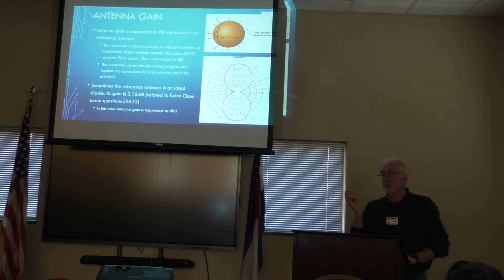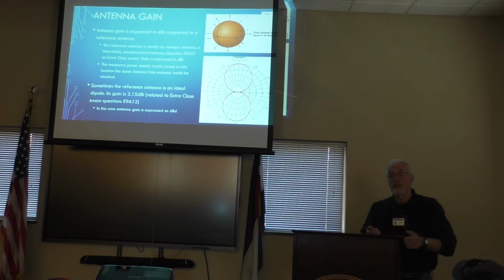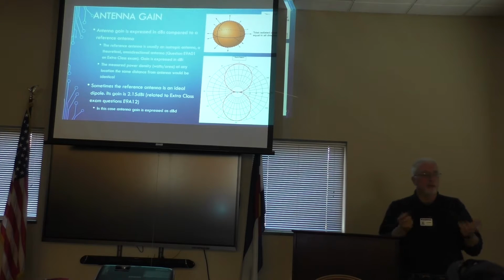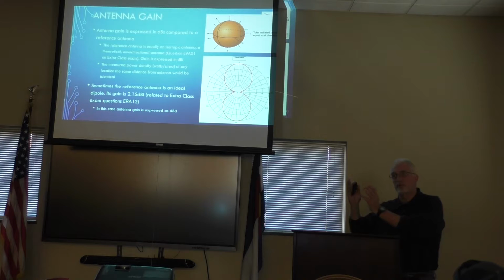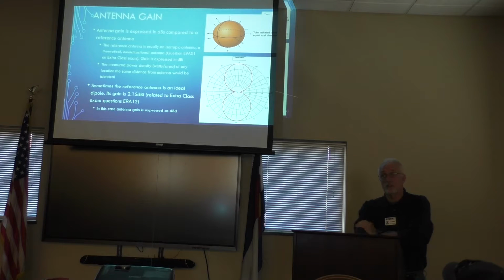Idealized, but it's a good reference point. The interesting thing is, mathematically, they figured out that this reference antenna is 2.15 dBi, meaning the gain is 2.15 or 2.2 decibels greater than an isotropic. So when you're looking at the gain of antennas and comparing, it's got to be apples to apples. If you're comparing a dBi number to a dBd number, there will be a 2.15 decibel difference.